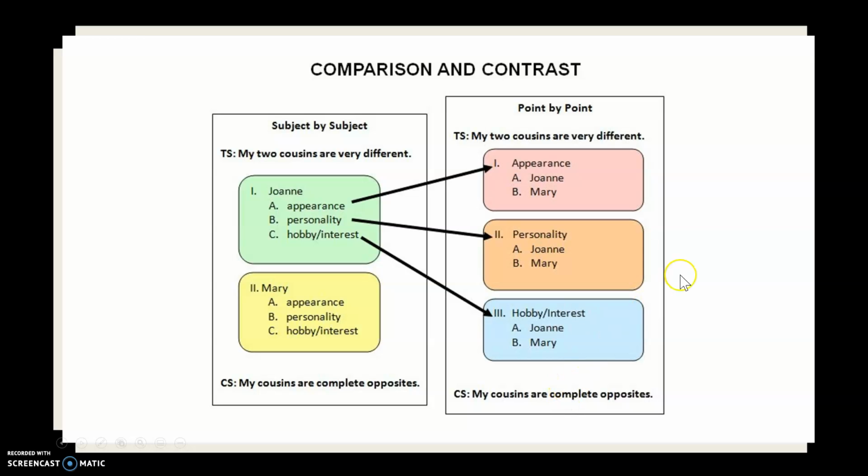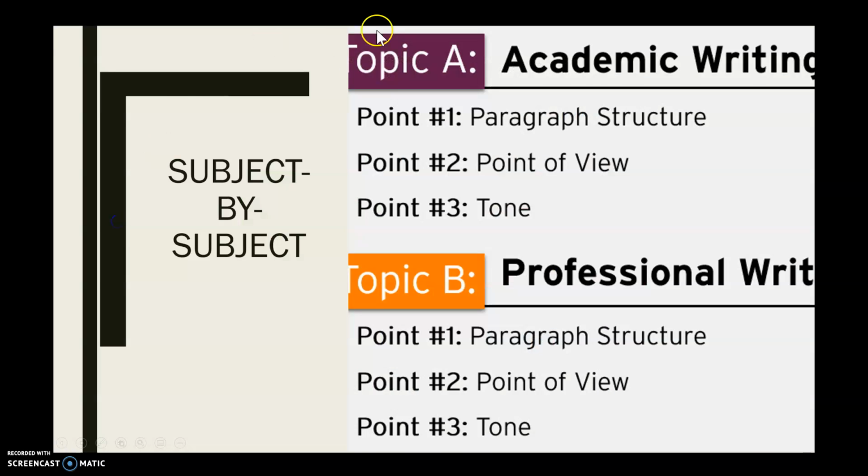The content is the same. The difference is the arrangement, the structure. You don't want to mix these up. You don't want to talk about appearance, personality, and hobby with Joanne and then talk about location and job with Mary. You want to keep the grounds for comparison the same with both things you're comparing.